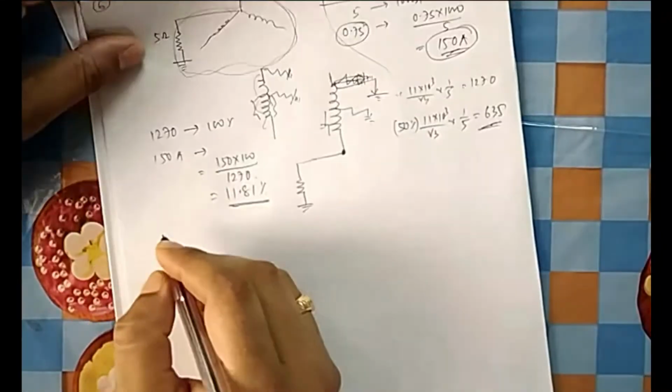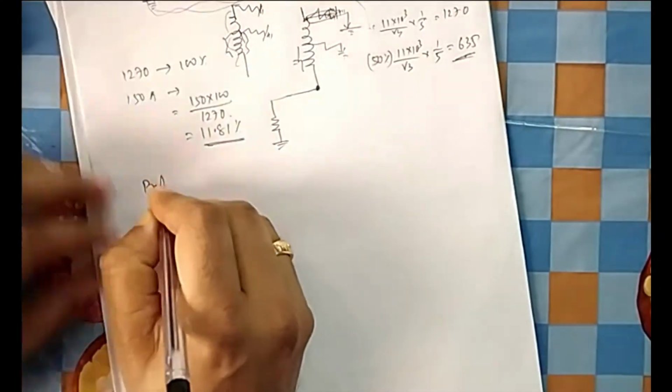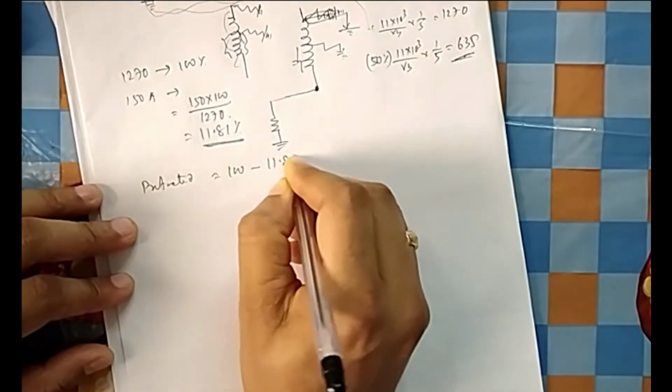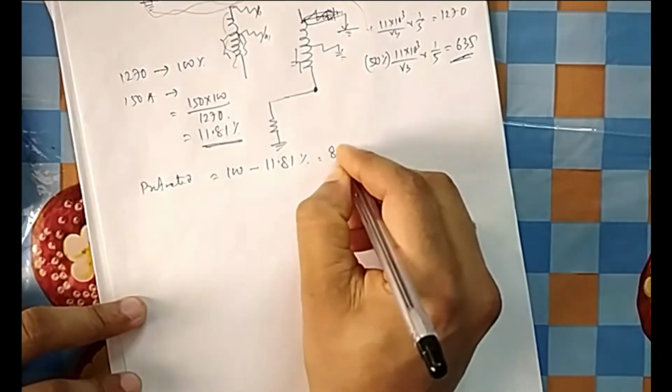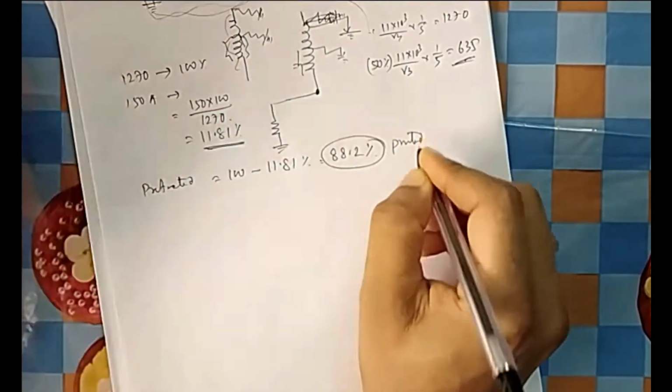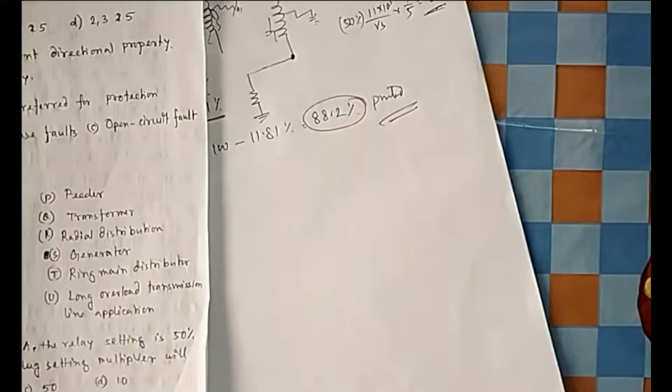So the protected portion will be 100 minus this not protected. 88.18 or 88.2 you can say. So this much winding is protected. I think this is in your option B. Got it? So this is a very standard question of generator winding protection.